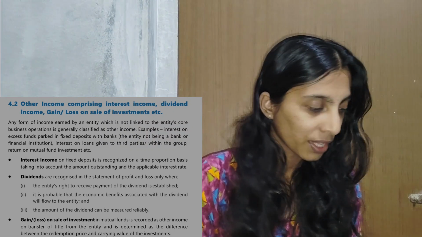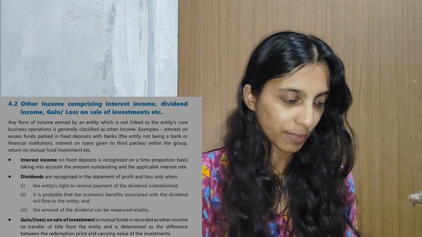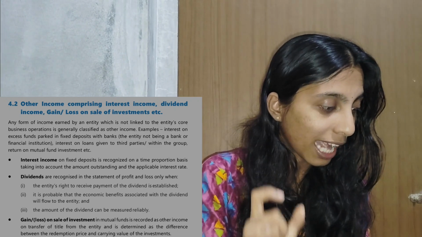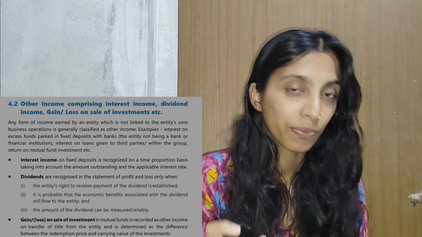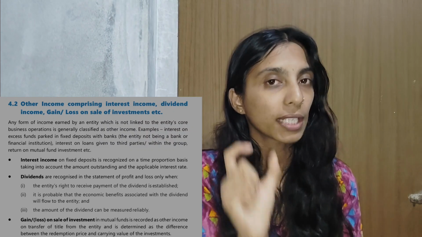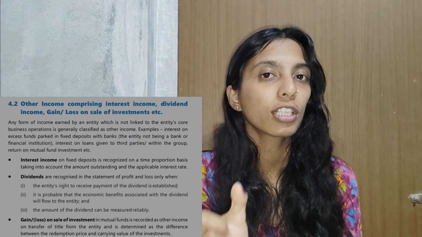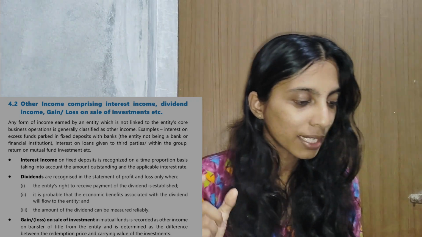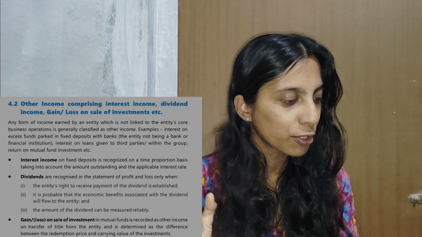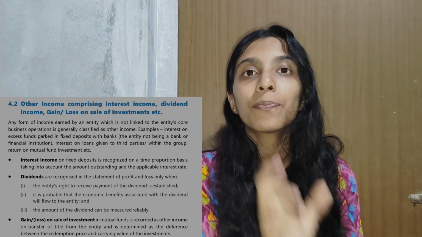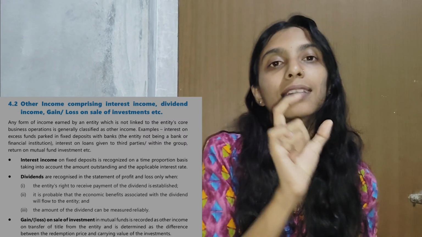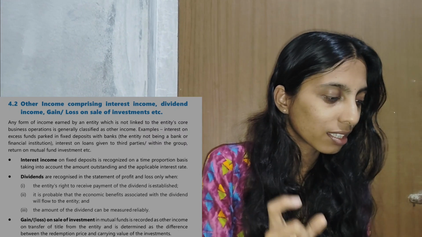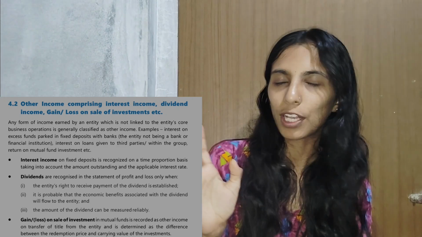And the third one is gain or loss on sale of investment in mutual funds, which is recorded as other income on transfer of title from the entity. You need to remember the words on transfer of title from the entity. It is determined as the difference between the redemption price and the carrying value of the investment.